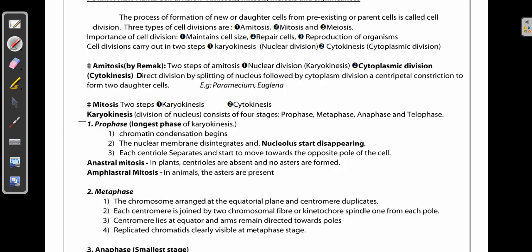The reason is the nucleus is one of the important structures, and the things that actually divide are called the chromatin or chromosomes. So the karyokinesis or nuclear division will have four different phases. One is called prophase, second one is called metaphase, third one is called anaphase, and fourth one is called telophase. So PMAT.